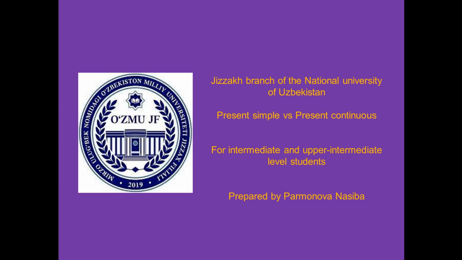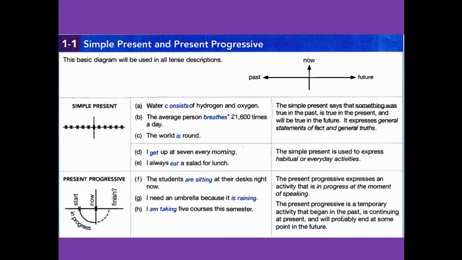This presentation is about present simple and present continuous and the comparison of them. This presentation is for intermediate and upper intermediate level students. First of all, we should know what is simple present and present progressive. Pay attention to the diagram of simple present and the diagram of present progressive.